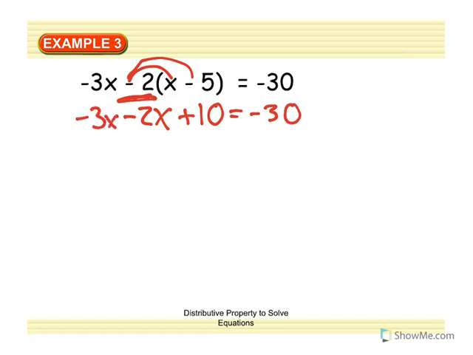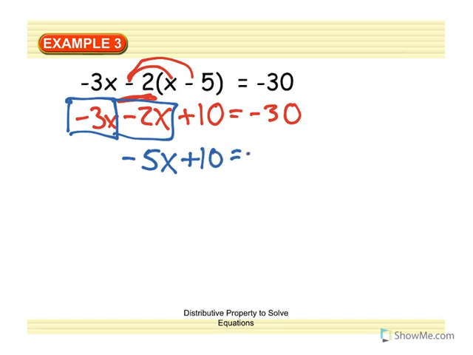Well, now I have like terms. So now this is combining two things that we've done. It's combining our lesson on distributive property today with our lesson on like terms from a few days ago. So now -3x and -2x adds up to -5x. Everything else comes down. Lucky for us, we have a nice simple two-step equation, which we're very good at.